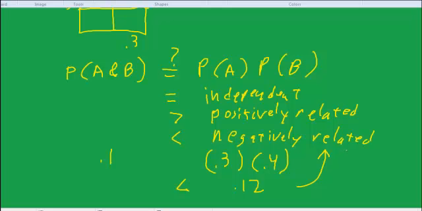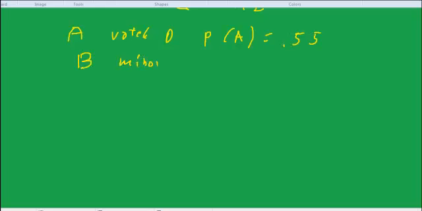Now I just want to give another example and then show kind of a common mistake that takes place. So let's say we had a local election. So we're going to have new events. In the local election, the event A is some people voted Democratic. And let's say that the probability of A is 0.55. And B is that they were a minority voter, that is, they were from a minority ethnic group. And let's say that the probability of B in our local election was 0.4.